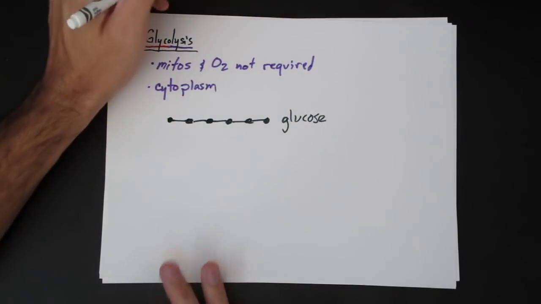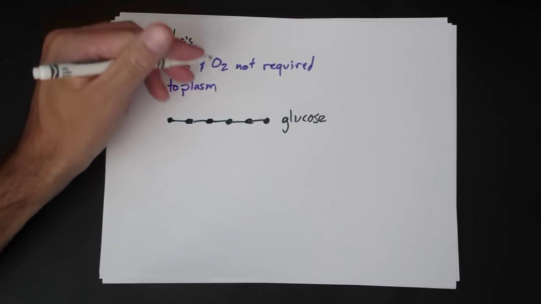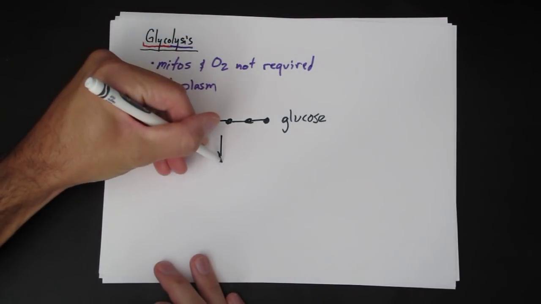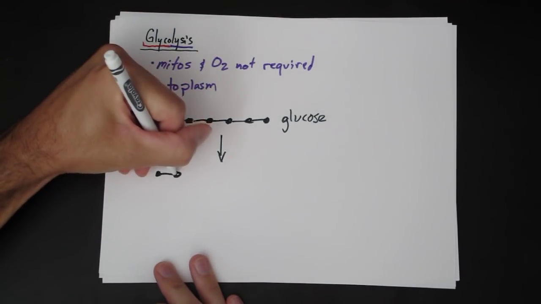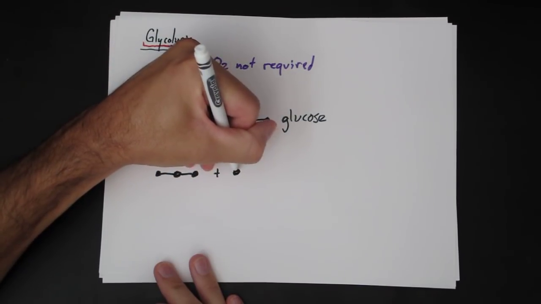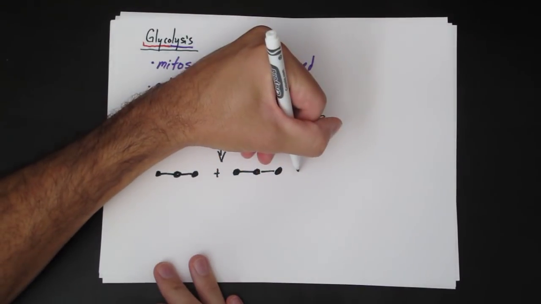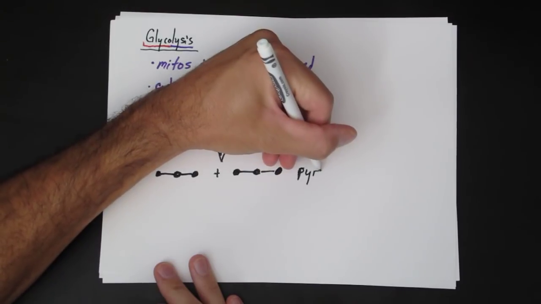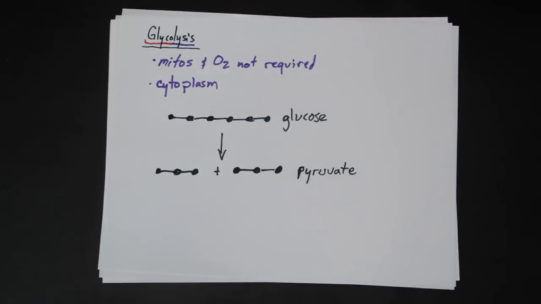glucose, our 6-carbon sugar. And very generally speaking, what's going to happen during this process is we are going to split glucose into 2 3-carbon molecules. These 3-carbon molecules are called pyruvate or pyruvic acid. Okay, and this is very generally speaking what happens during glycolysis. You can see that the process lives up to its name.